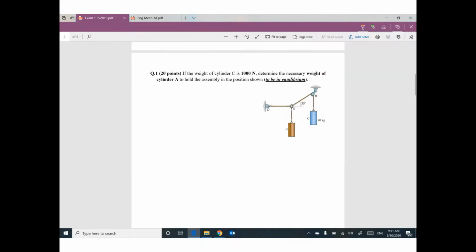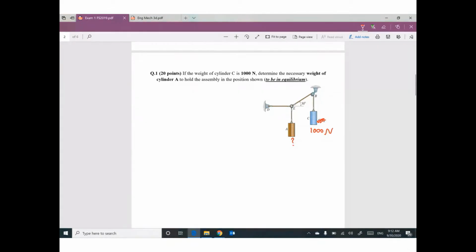First question. We have a cylinder with weight 1000 Newton. So if the weight of cylinder C is 1000 Newton, we would like to determine what is the weight of cylinder A and what is the force in member, or rod, or cable DE. This system is in equilibrium.